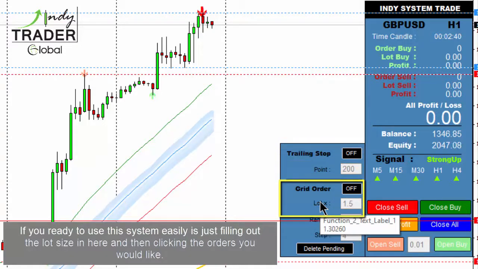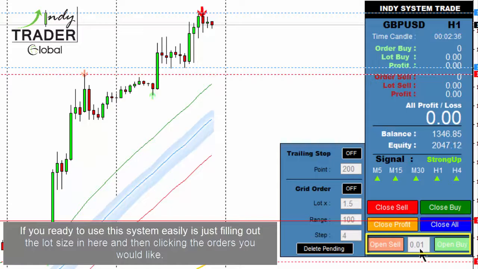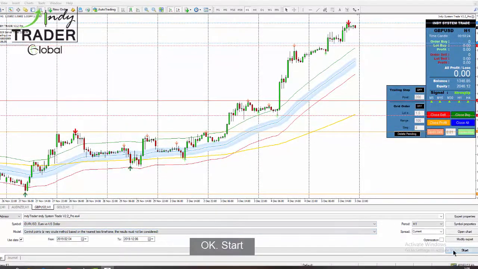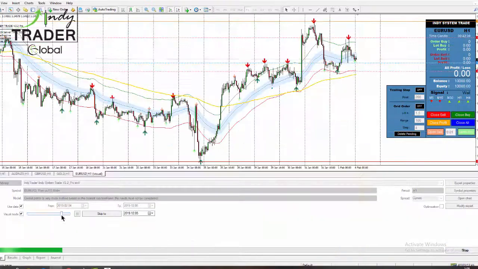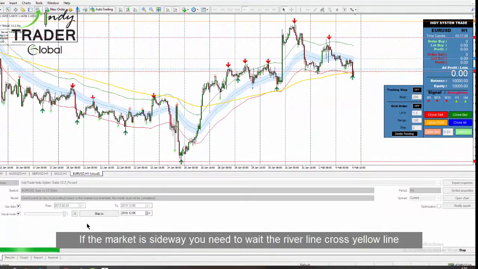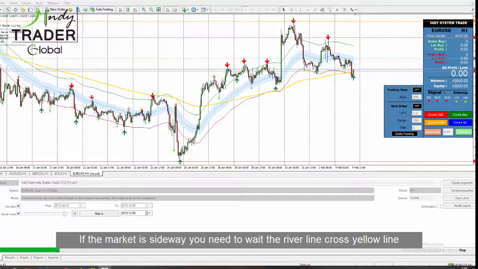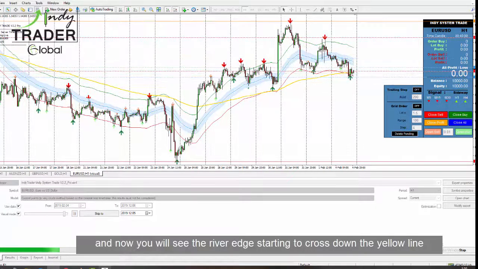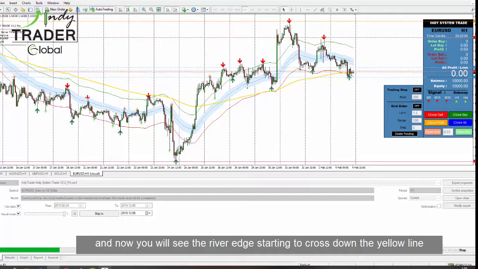If you're ready to use this system, it's easy. It's just filling out the lot size here and then clicking the order you would like. Okay, and then we try to trade with the Indy System trade on the back test. Okay, start. I will speed up. If the market is sideways, you need to wait for the river line to cross the yellow line. And now you will see the river edge is starting to cross down the yellow line.